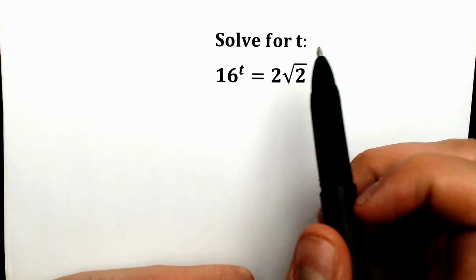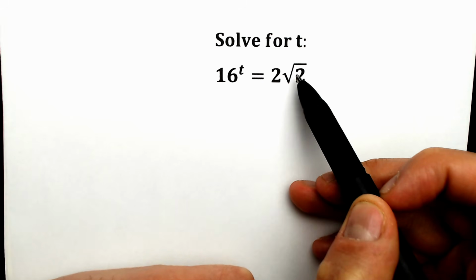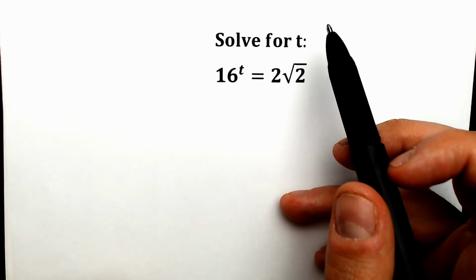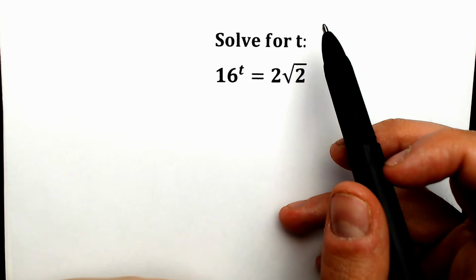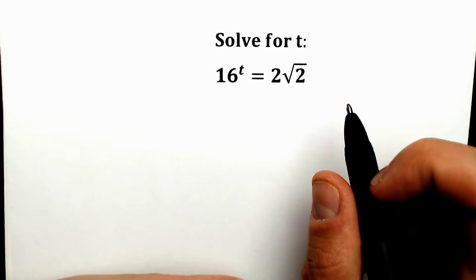Today let's solve this great algebra question: 16 to the power t equals 2 square root of 2. We need to solve this question for t, so right now let's try to solve it together. Write your thoughts and your assumptions in the comments below, and then we will check our answers. It will be really interesting to check our answers at the end of the video.